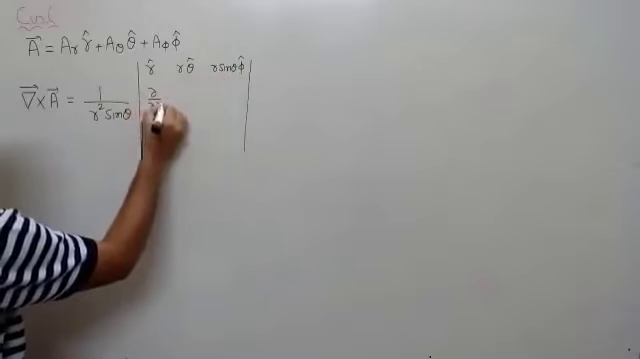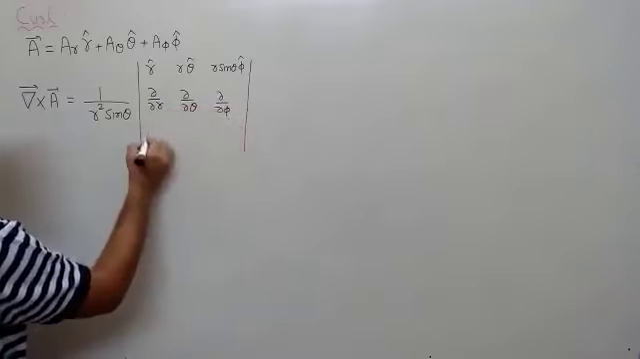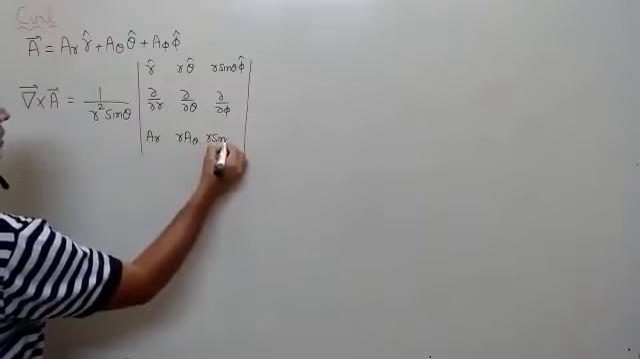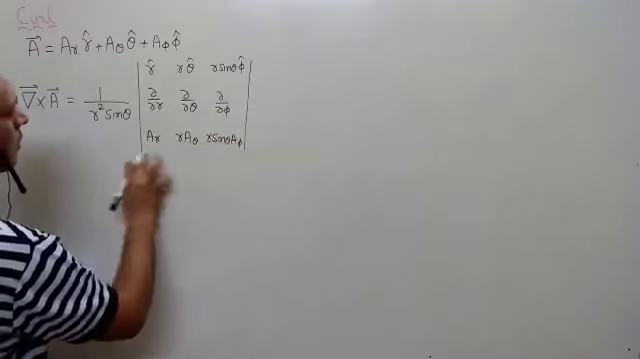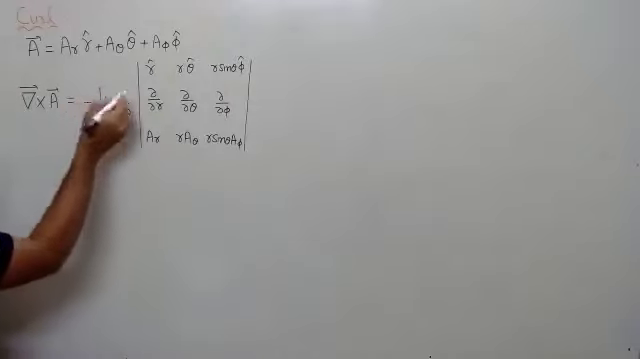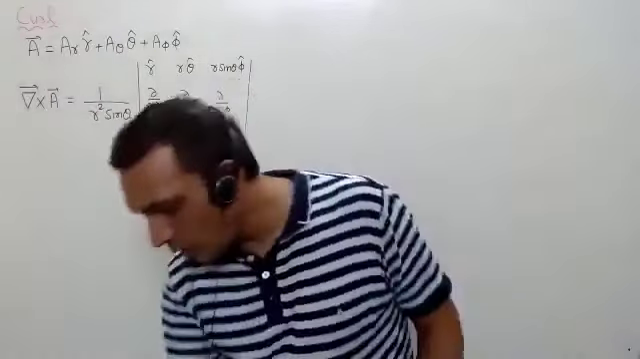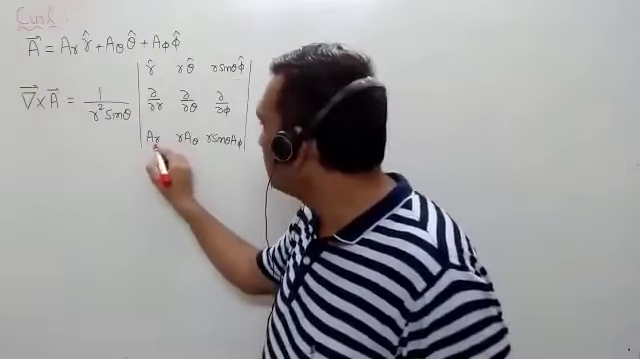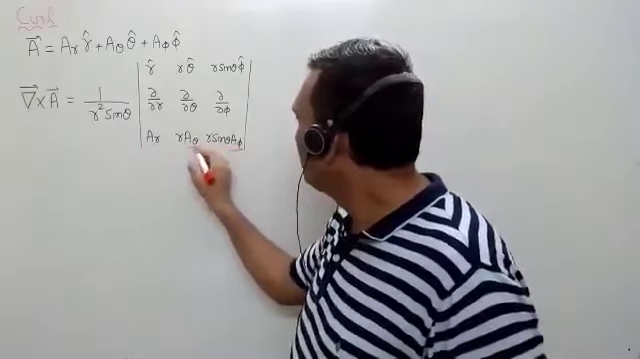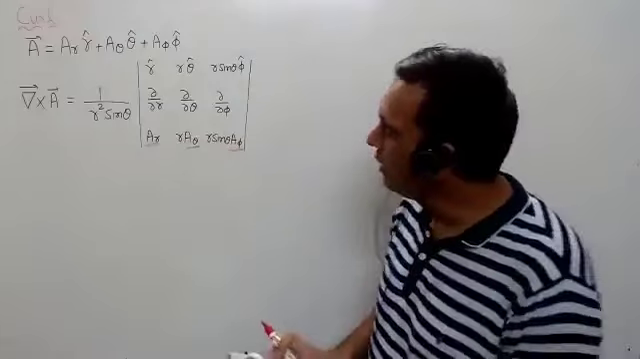This row is del r, del theta and del phi, and then Ar, r into A theta, r sine theta into A phi. So you have to expand this, and finally you have to multiply with the term 1 by r square sine theta. In this formula, you only have to replace Ar, A theta and A phi, because in spherical polar coordinates they are given. So just replace them, and you will get curl of A in spherical polar coordinates.